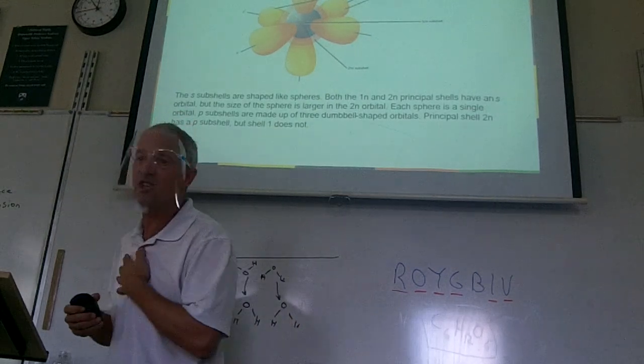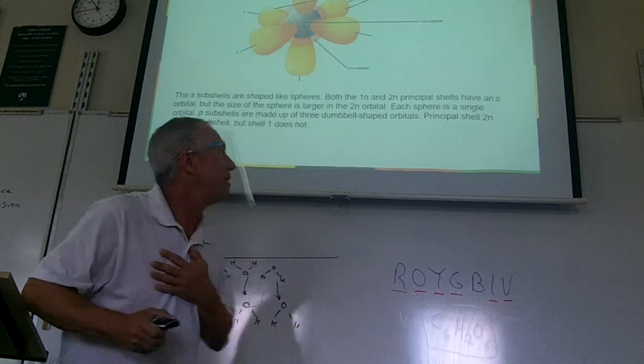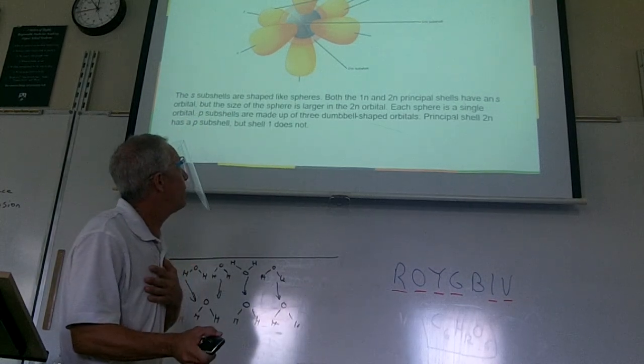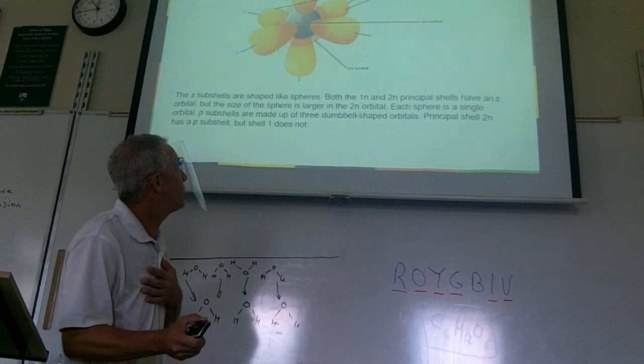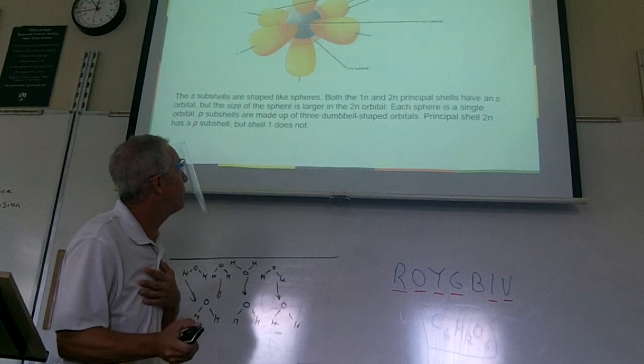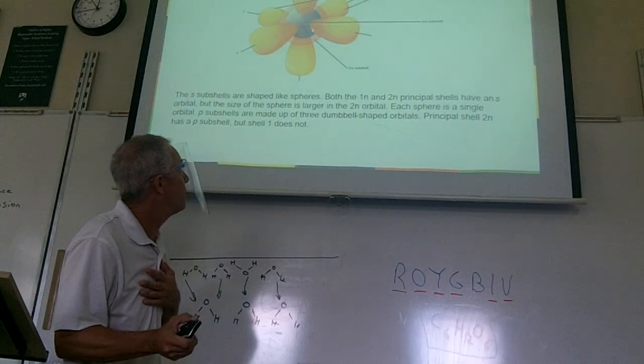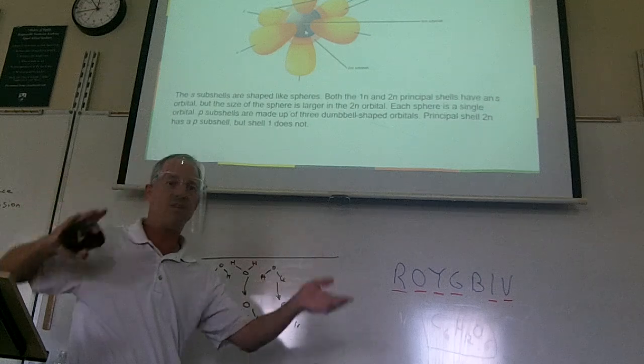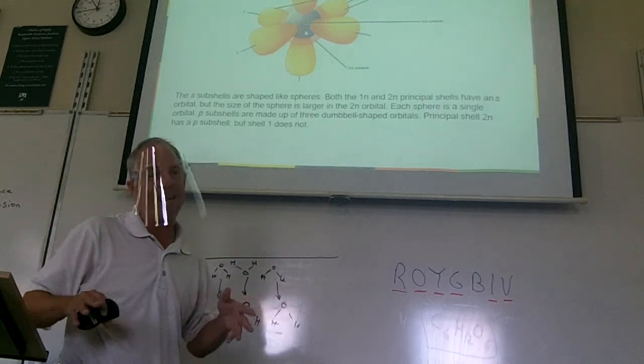Did y'all study the shapes of the orbitals? S orbitals are round. P orbitals are shaped like figure 8s. D orbitals have this weird shape. We're not going to get into that much.